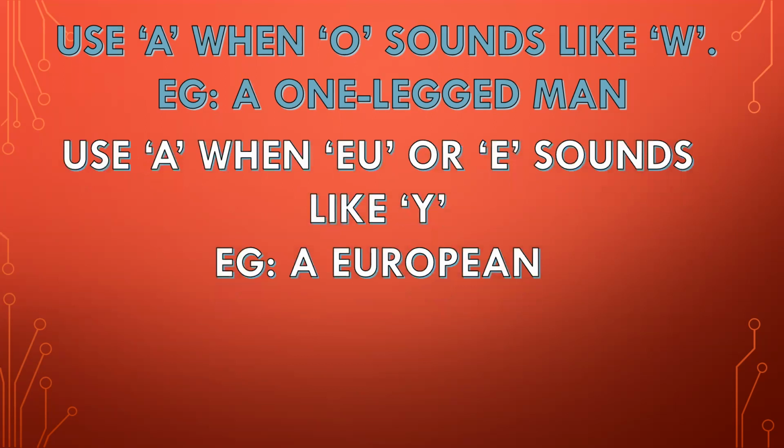Moving forward, use A when EU or E sounds like Y, as in this case, a European. Now again, if you did not listen to the sound of the letter before you put A or an before the word, you would have got this wrong because you would have looked at E and said, oh, it's a vowel, so let me write an. But you cannot write an. You have to write a because of the sound. The sound is not a vowel sound. It is a consonant sound.